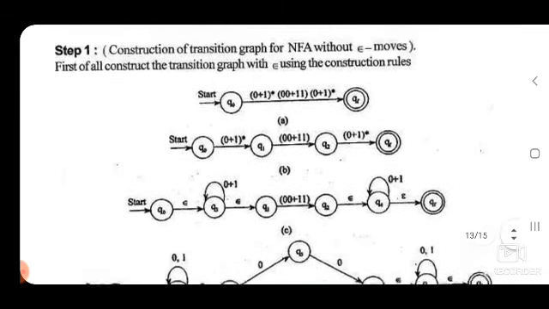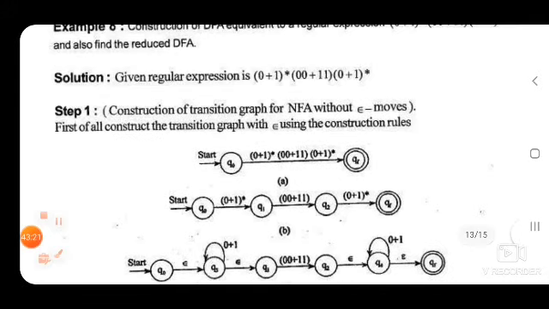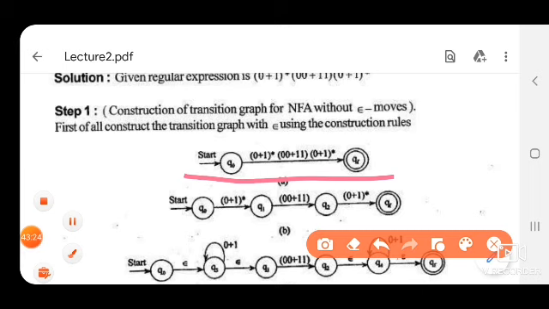So, first let us say this figure is for the whole expression taken as R. We can take two states, one initial and one final, and we can reach from initial to final by accepting this regular expression. Then in this figure there is a concatenation of three expressions, R1 dot R2 dot R3. Let us take this as R1, this as R2, and this as R3. So, we can write it like that, R1 dot R2 dot R3.